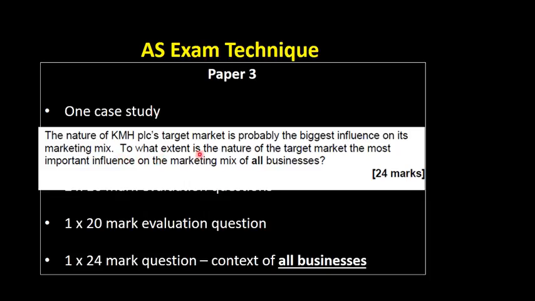But the question is, to what extent is the nature of the target market the most important influence on the marketing mix of all businesses? So to get the marks here, you're not going to be talking about that one organisation in the case study, although you may want to use it to provide some examples. The question is all businesses, so it's really important that you spot that. Like I say, these all business questions do come up in other papers, and I'll provide some videos on how to answer that.